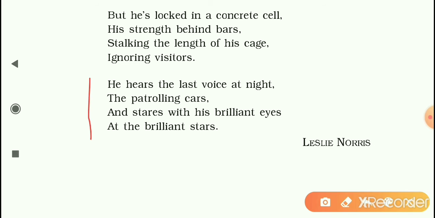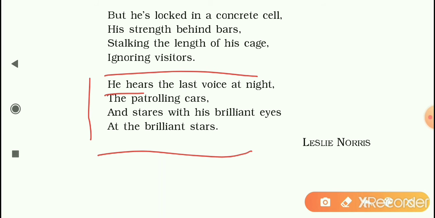The last stanza is portraying quite the sad fact of this predator's life. Even though he is a predator, any animal, any creature in this world is only happy whenever they are free. And so, what is his life?